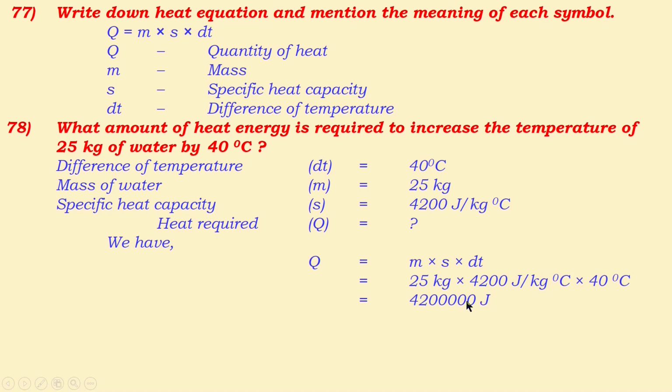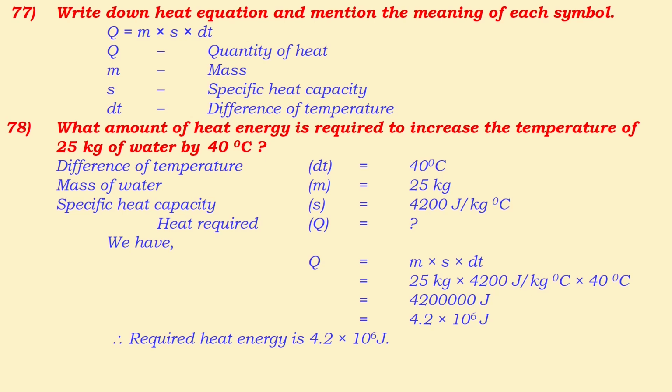And how many digits is it shifted to the left-hand side? 1, 2, 3, 4, 5, 6 digits to the left. That's why we can write this number in terms of a power of 10 like this: 4.2 into 10 to the power 6 joule, because the decimal point is shifted 6 digits to the left. That's why 10 to the power 6 multiplied by 4.2 gives the same value, 4200000. Okay, finally we got the answer, and this can be represented by a sentence.